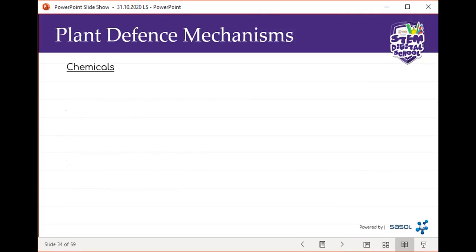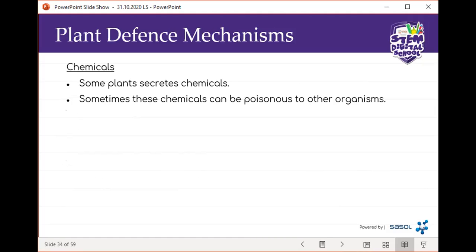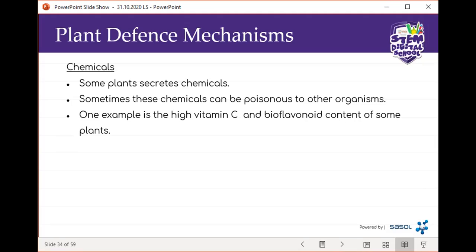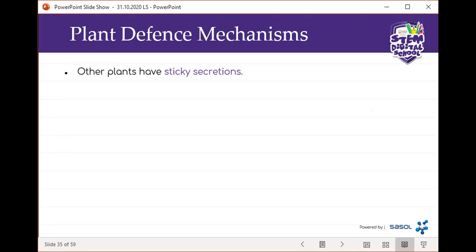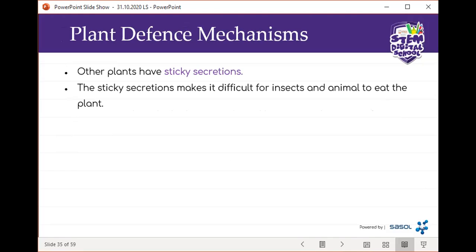Then when we look at the chemical plant defense mechanism, some plants secrete chemicals. Sometimes these chemicals can be poisonous to other organisms. One example is the high vitamin C and high bioflavonoid content of some plants. These chemicals have antibacterial and antiviral components, meaning that they are harmful to bacteria and viruses. Other plants have sticky secretions, which make it difficult for insects and animals to eat the plant.